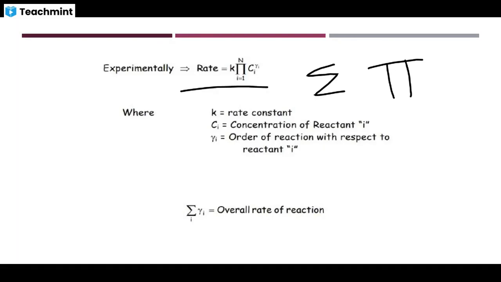Gamma i is the order with respect to reactant i. Ci is the concentration of reactant i. K is the rate constant. The summation of all gamma i equals the overall order of the reaction.